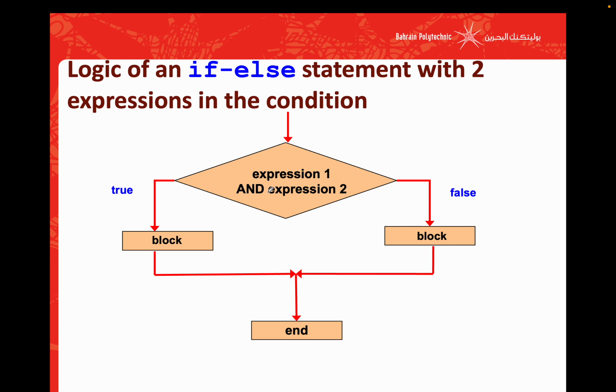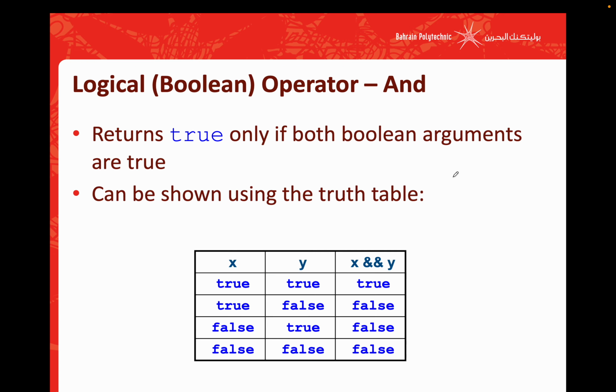This is two-way selection, and when you put and, we said if both the conditions are true, only then it goes to the true block, otherwise it goes to the false block. This is something called the truth table. It allows you to figure out what will be the result of two conditions when you join them using the and or the or operator.